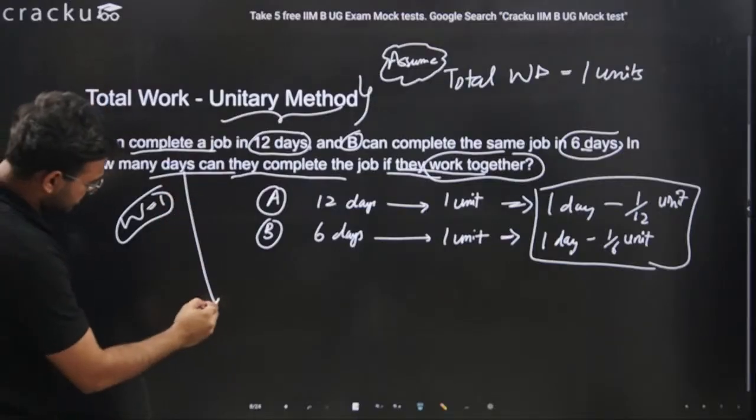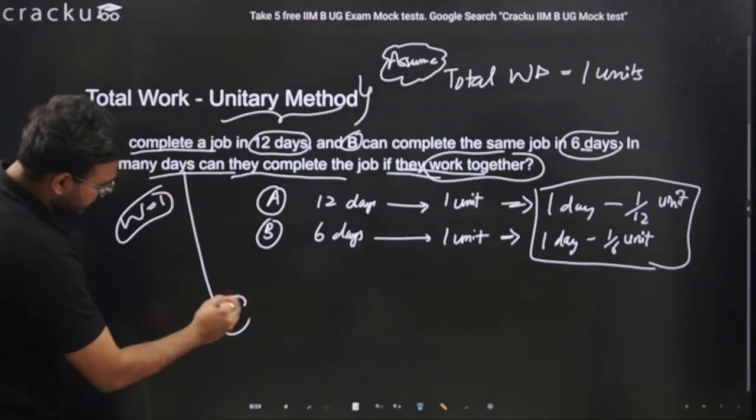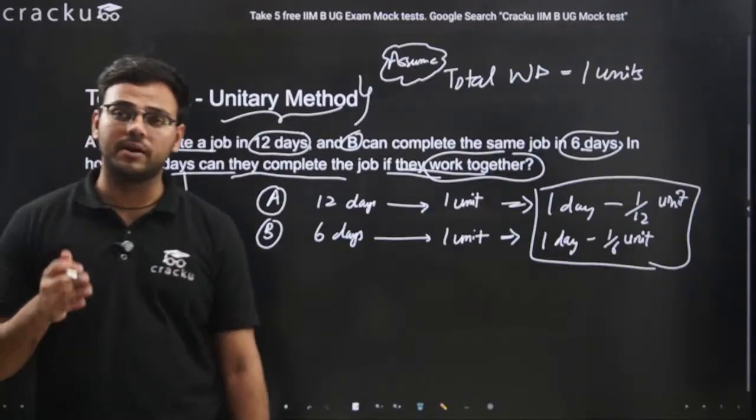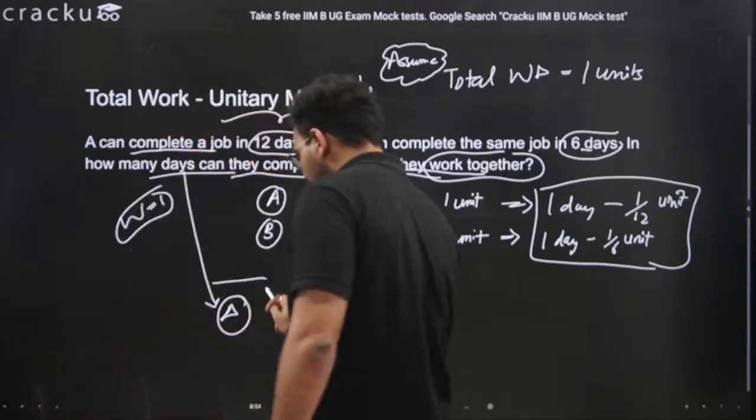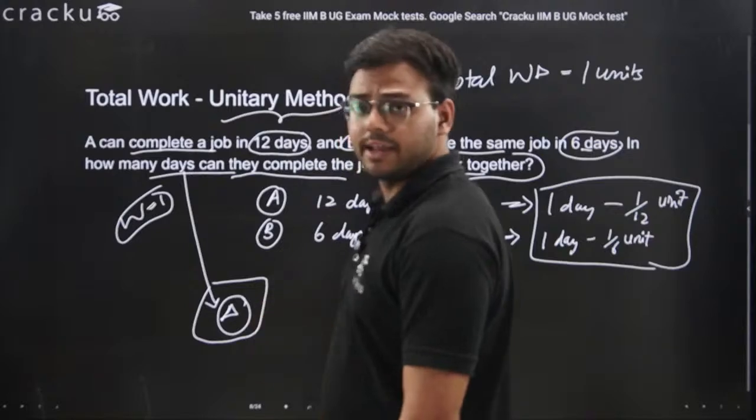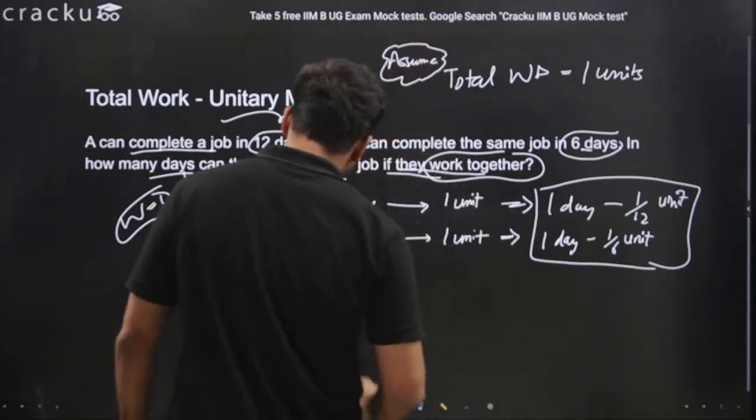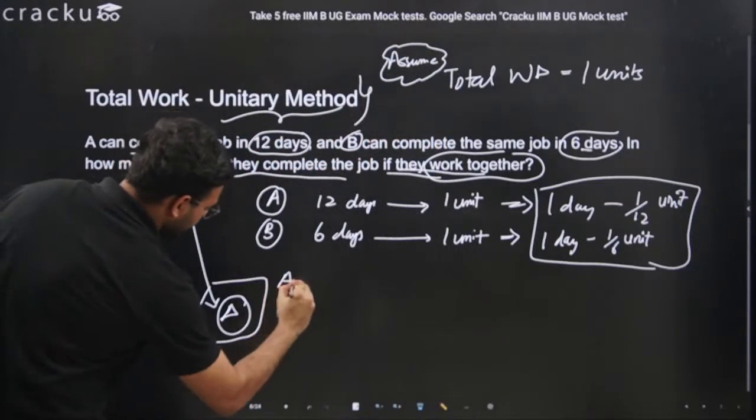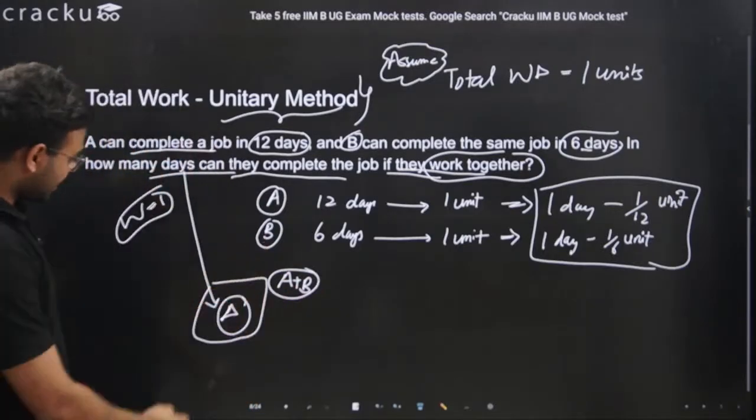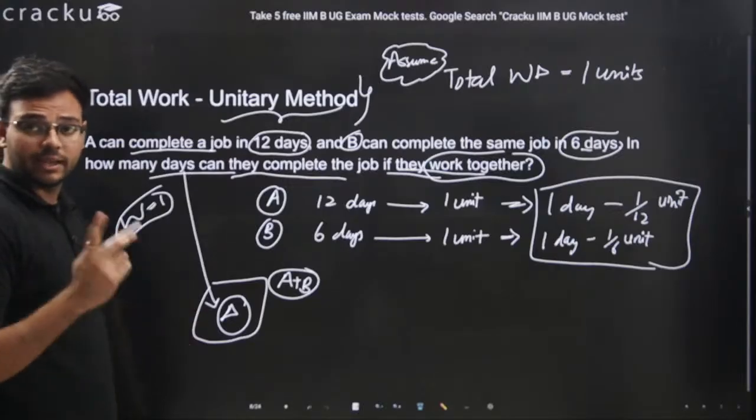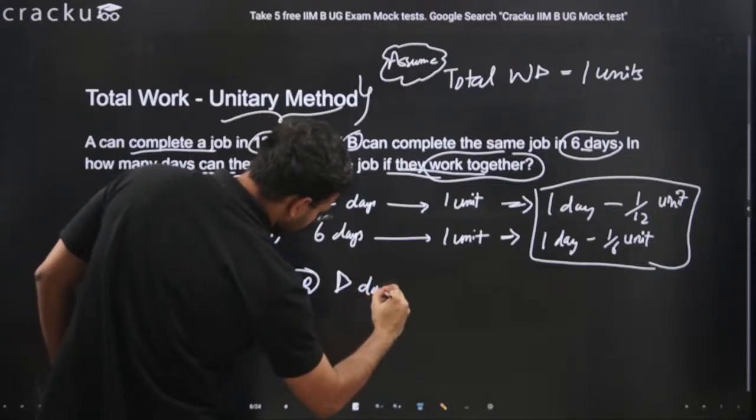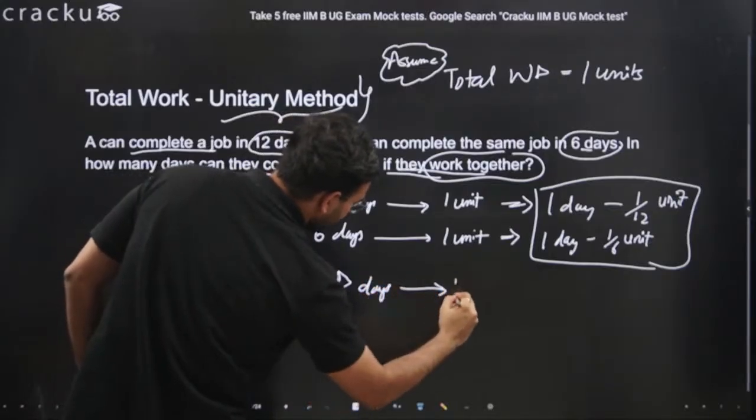I'll take this as D. That is, when A and B are working together, they're taking D number of days to complete the work. This D we have to find out. So when A plus B are working together, I've assumed that they are taking D days to complete that 1 unit of work.